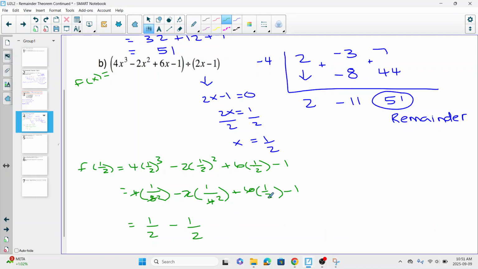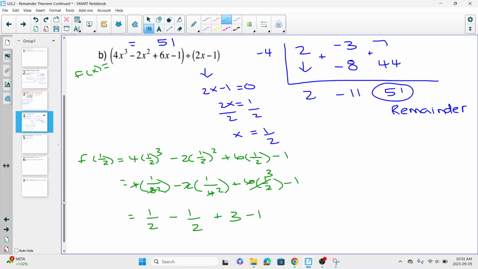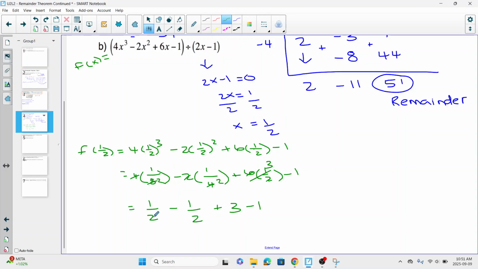And then here, we could think of it as 6 times 1/2 or 6 divided by 2, but these entire things are going to cancel out, and the whole value of that becomes 3, and then minus 1. And when we go over here, we have 1/2 minus 1/2, which is 0, plus 3 is 3, and minus 1 is equal to 2. So that's our remainder. So if we were to do long division, synthetic division, we would end up with a remainder of 2.